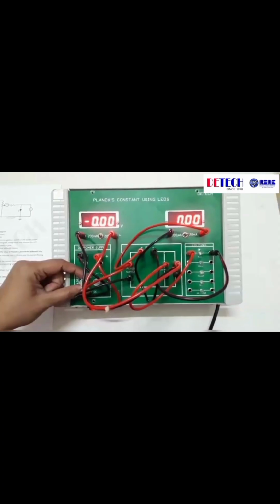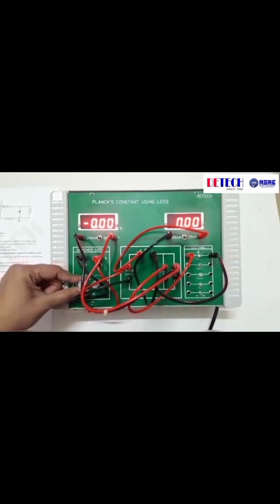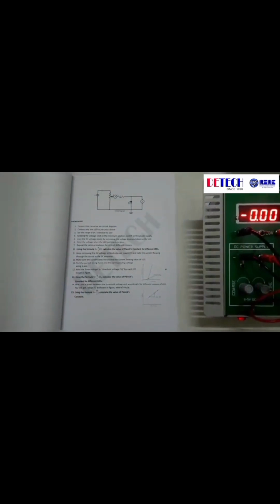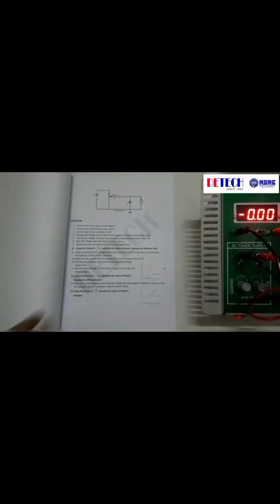Now there are 3 ways of finding out the Planck's constant. In the procedure, it has been mentioned very nicely what are the different ways. One way is that you take the voltage when the LED just starts to glow and calculate by using this formula. Another method is by plotting the IV characteristics of the LED, and from there finding out the threshold voltage, which are given here in bold. And from the threshold voltage you calculate the Planck's constant.